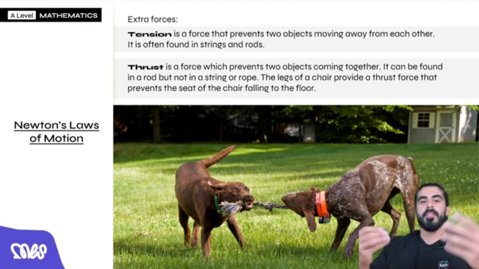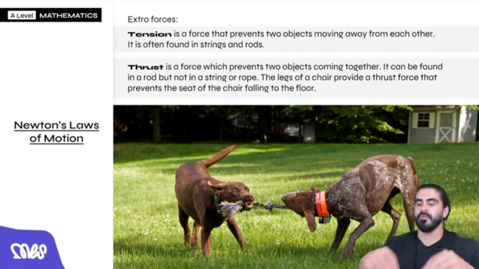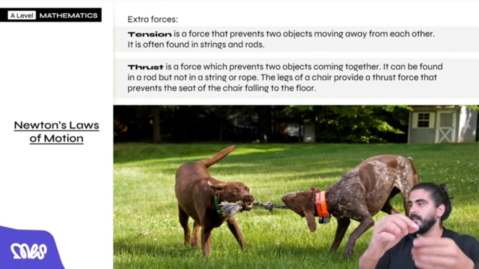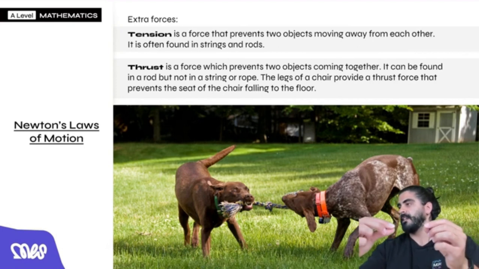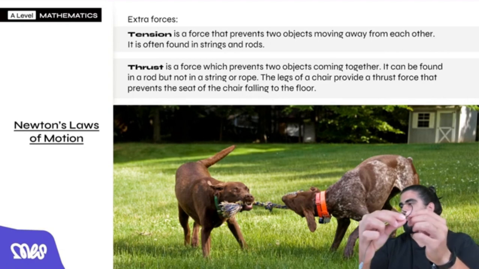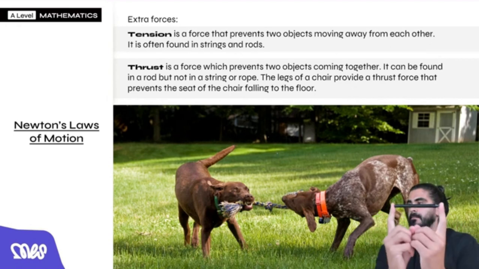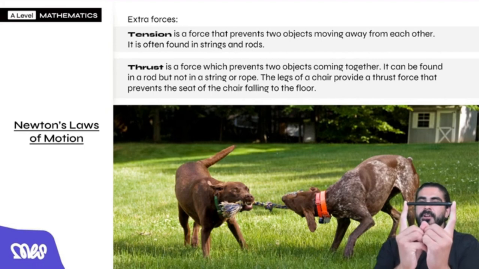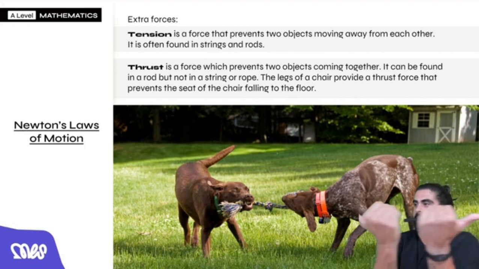Another one is thrust. Thrust is a force which prevents two objects coming together. It can be found in a rod, but not a string or a rope. I do actually have a string here. I don't think you can see it, but thrust means pushing my hands together, and you can see that I can push the string together. Thrust can't act in a string. But with a pen, look, I can push the pen together and my fingers do not come together, right? That's because there is a thrust force that is pointing outwards.